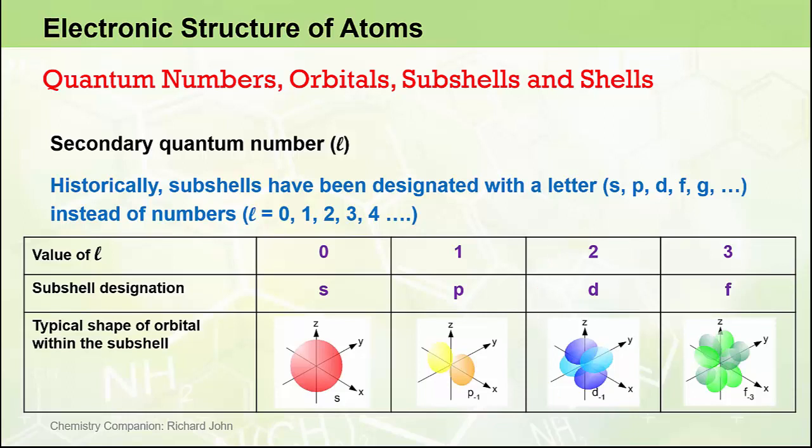If an orbital has an L value of 2, we are talking about a D subshell, which has the double dumbbell-shaped distribution of electrons around the nucleus. And finally, if an orbital has an L value of 3, we are talking about an F subshell, which can take on one of many exotic shapes of electron distribution around the nucleus, including this quadruple dumbbell-shaped distribution shown here.